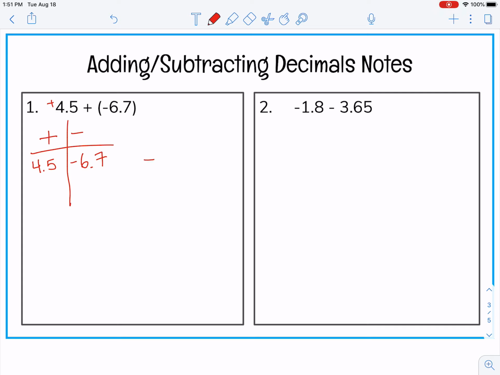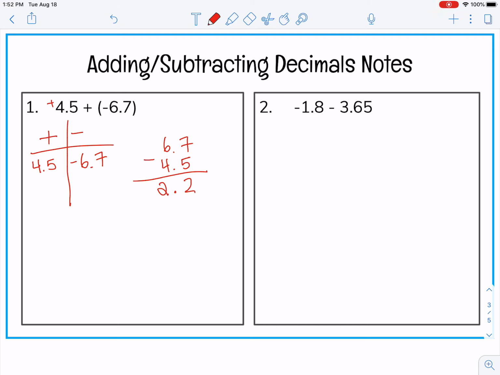So when we are doing our subtraction, we need to make sure that the 6.7, because it's the highest absolute value, goes on the top of the subtraction, and then the lower absolute value on the bottom. Now we can subtract these two numbers. 7 minus 5 is 2. 6 minus 4 is 2.